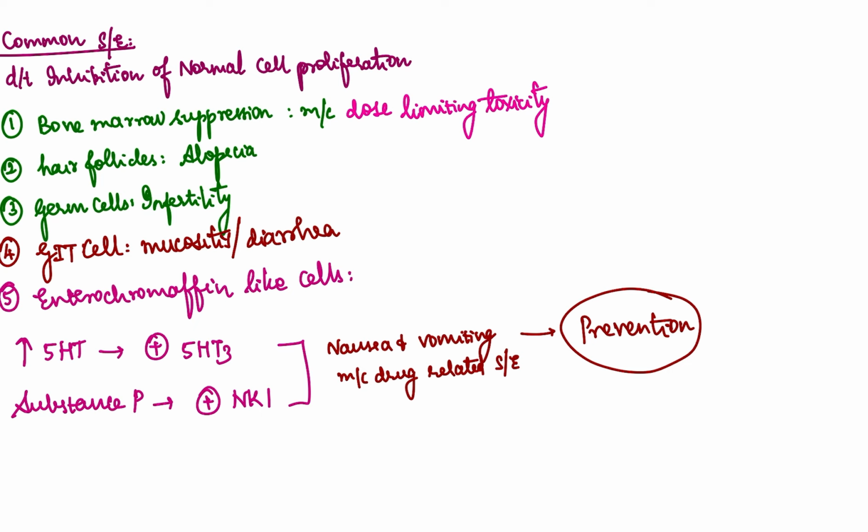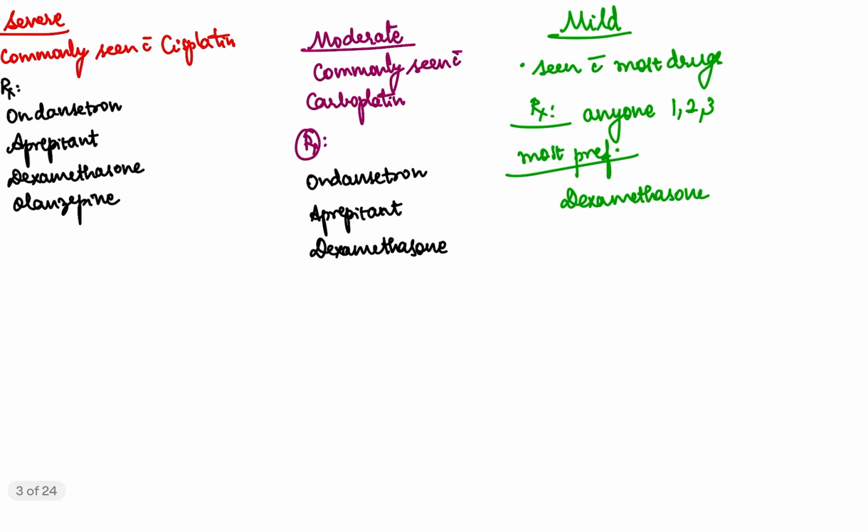There is increased 5-HT levels, so the patient is going to land up in nausea and vomiting because of these drugs. And you need to give drugs to prevent the nausea and vomiting because of anti-tumor drugs. So what are the drugs that you give?